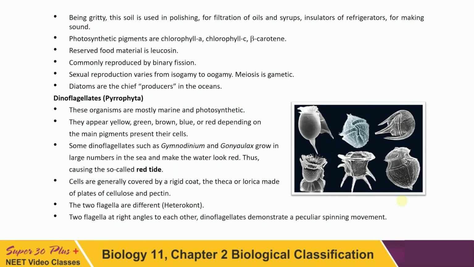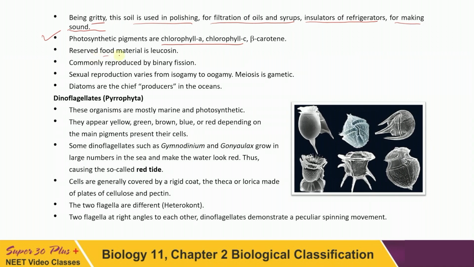Diatomaceous earth, being gritty and rough, is used for polishing. It will be taken out and used for polishing because it is rough. It is also used for filtration of oil and syrup. It is also used as an insulator of refrigerators, and for making soundproof bricks. Photosynthetic pigments, you have to remember: chlorophyll a and c and carotene.